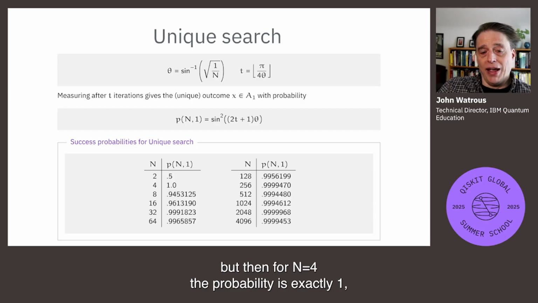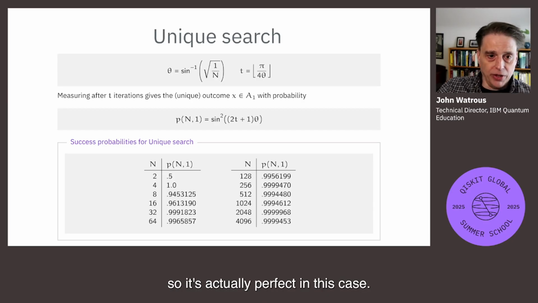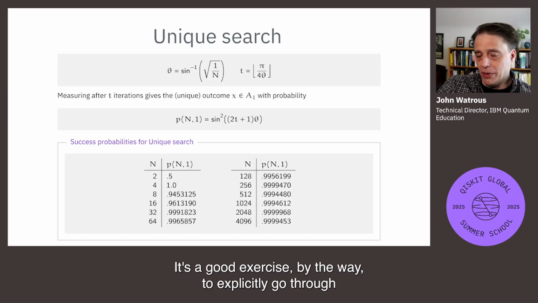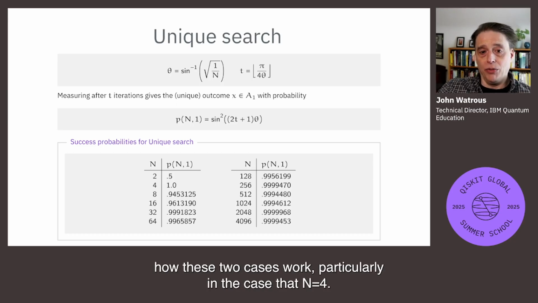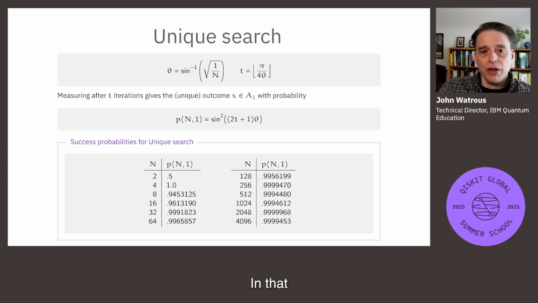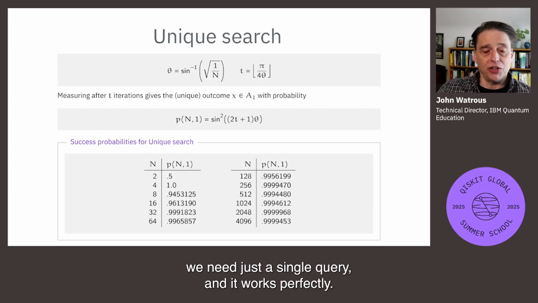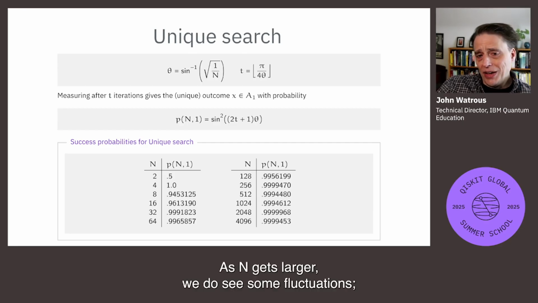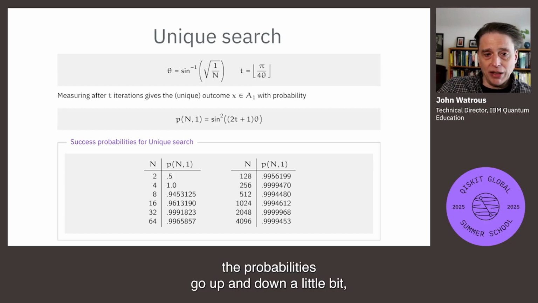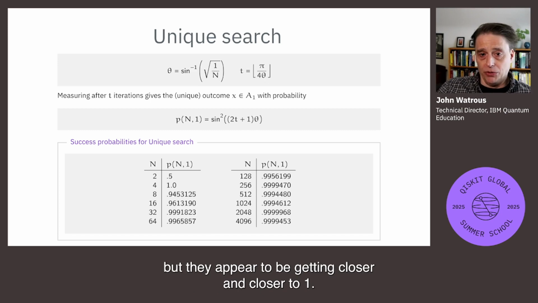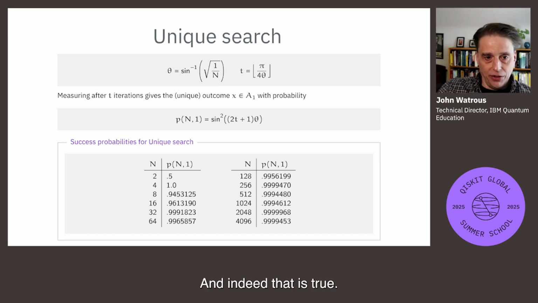But then for n equals 4, the probability is exactly 1, so it's actually perfect in this case. It's a good exercise, by the way, to explicitly go through how these two cases work, particularly the case that n is equal to 4. In that case, we're searching for one solution out of 4 possibilities. We need just a single query, and it works perfectly. As n gets larger, we do see some fluctuations. The probabilities go up and down a little bit, but they appear to be getting closer and closer to 1, and indeed that is true.